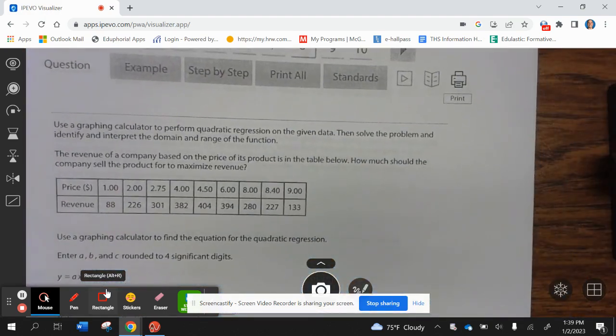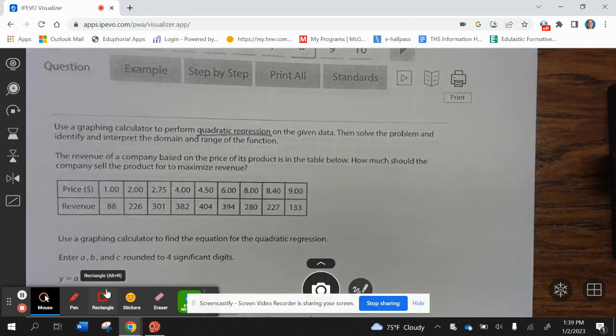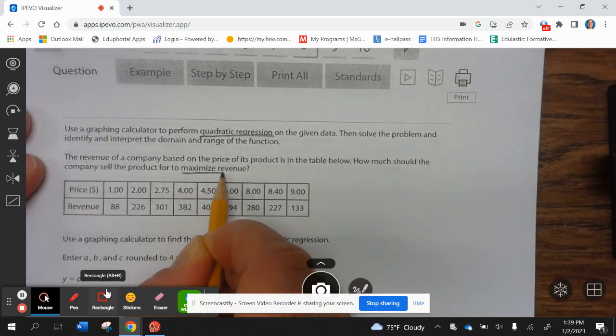Use a graphing calculator to perform a quadratic regression. They tell you exactly which regression, quadratic regression, on the given data. Then solve the problem and identify and interpret the domain or range of the function. The revenue of a company based on the price of its product is in the table below. How much does the company sell to maximize revenue?